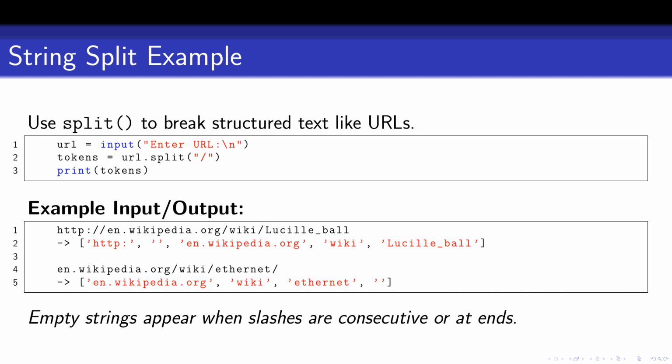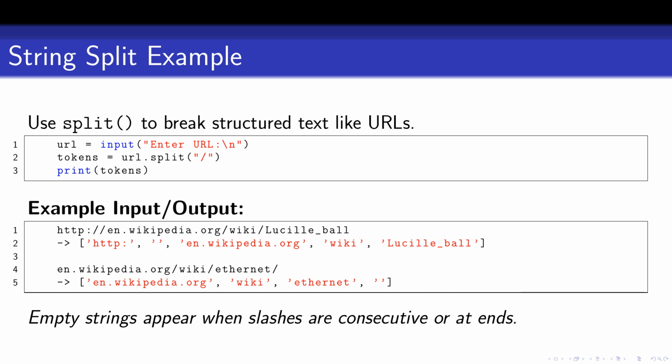If the URL has consecutive slashes or ends with a slash, the resulting list may include empty strings in those positions. This behavior is useful to understand when processing file paths, routing patterns, or domain structures. Once a URL is tokenized, individual segments can be validated, transformed, or reassembled as needed. This method of breaking down input is foundational for building parsers, handling web data, and managing dynamic routing in web development.